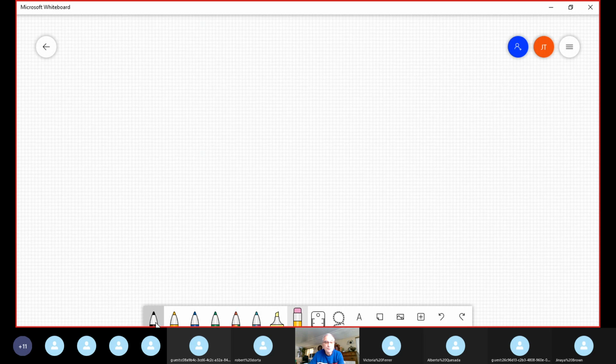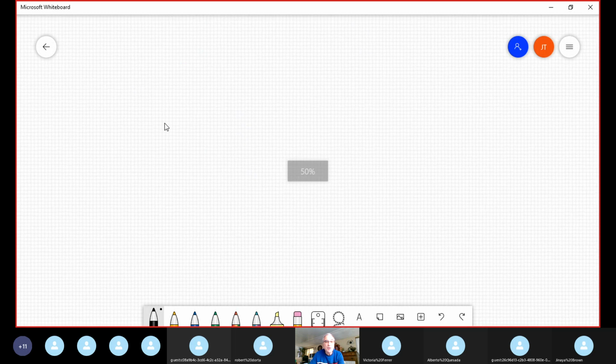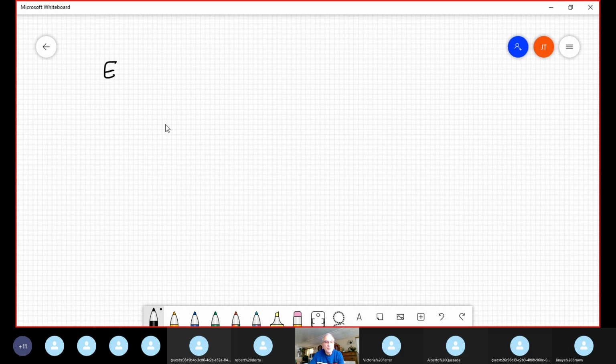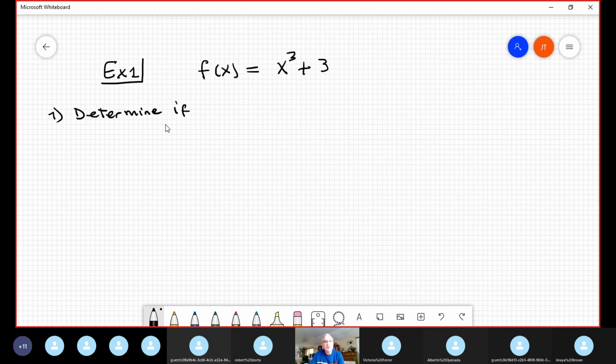Look. Example one. Let me zoom to see much better. Example one is a function that is given. It's given the function f of x is equal to x cubed plus 3. We have 5 steps. Step number one is determine if the function is one-to-one or not.